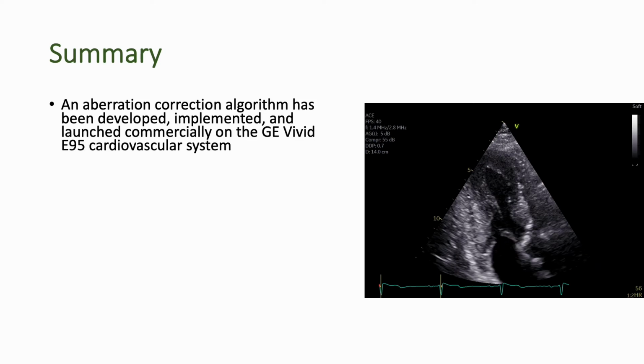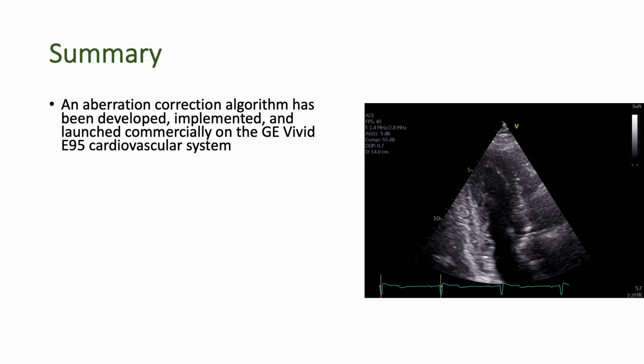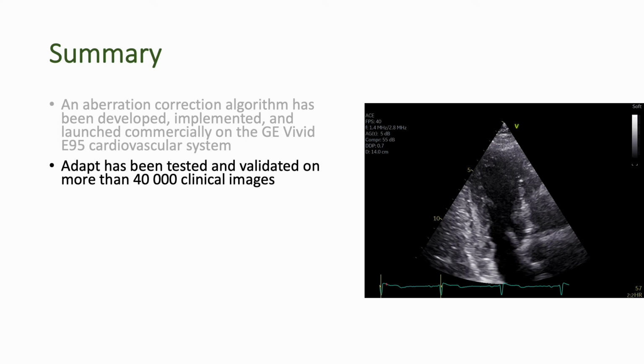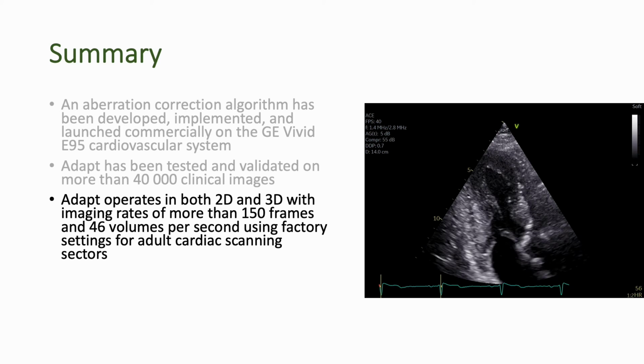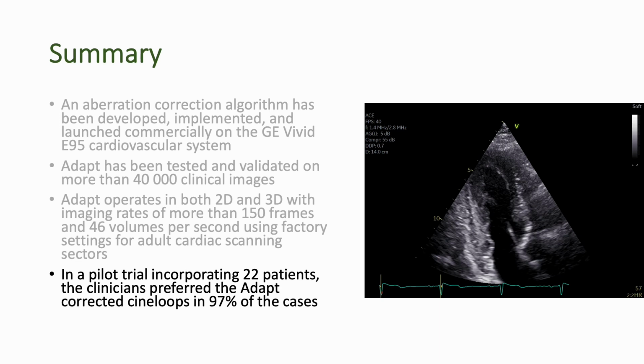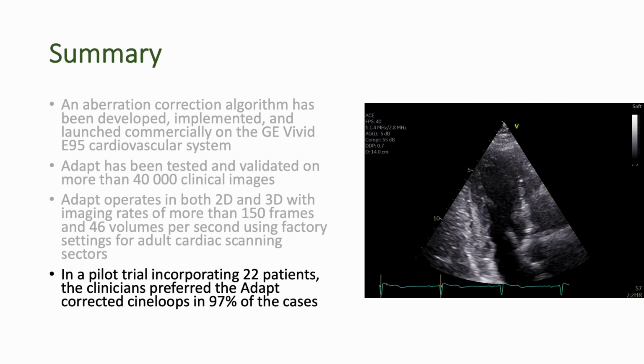To summarize, an aberration correction algorithm has been developed, implemented, and launched commercially on the GE Vivid E95 cardiovascular system. ADAPT has been tested and validated on more than 40,000 clinical images. ADAPT operates in both 2D and 3D with imaging rates of more than 150 frames and 46 volumes per second using factory settings for adult cardiac scanning sectors. In a pilot trial incorporating 22 patients, the clinicians preferred the ADAPT-corrected Cineloops in 97% of the cases.